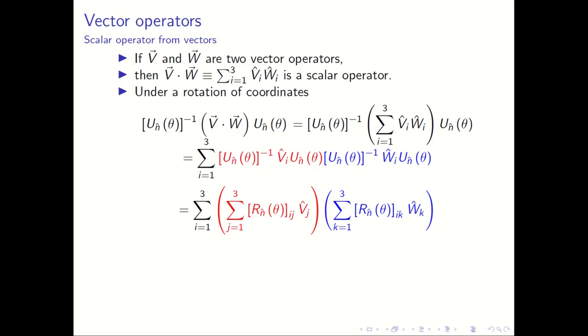Being vector operators, V1, V2, V3 linearly combine the same way as coordinates do. So this has a Rn theta ij factor Vj summed over j. The same thing happens for Wi. There you have Rn theta ik Wk summed over k. We've just been careful to label these two summation indices differently.